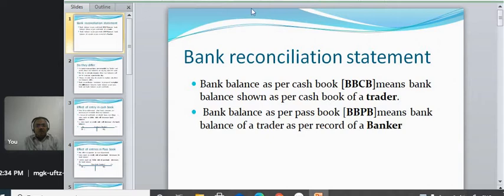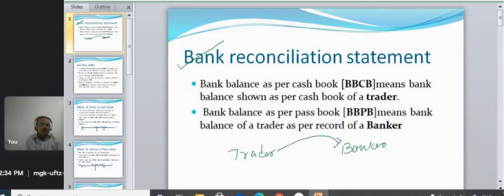Before I introduce this Bank Reconciliation Statement chapter, let me consider there are two persons. One is a trader and the other one is a banker. Now, the trader deposits money to the bank, and from the bank again he withdraws money. These transactions between trader and banker go on multiple times in a year.